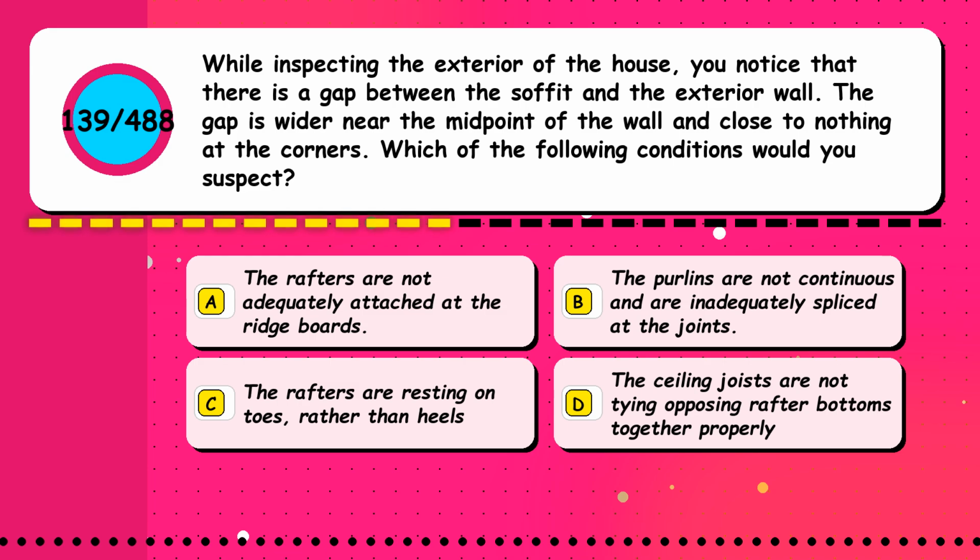Option A. The rafters are not adequately attached at the ridge boards. Option B. The purlins are not continuous and are inadequately spliced at the joints. Option C. The rafters are resting on toes, rather than heels. Option D. The ceiling joists are not tying opposing rafter bottoms together properly.